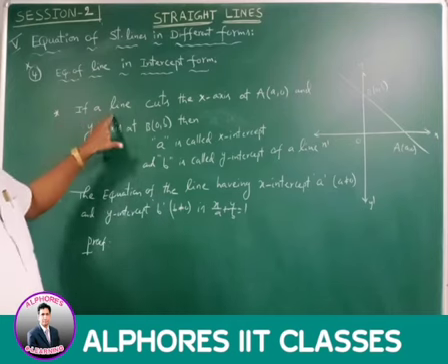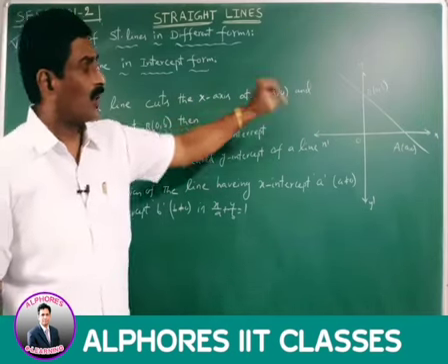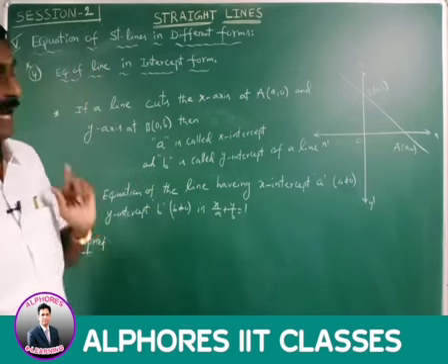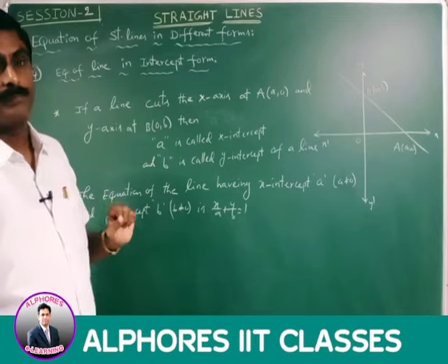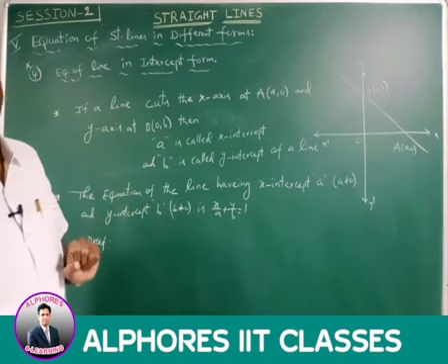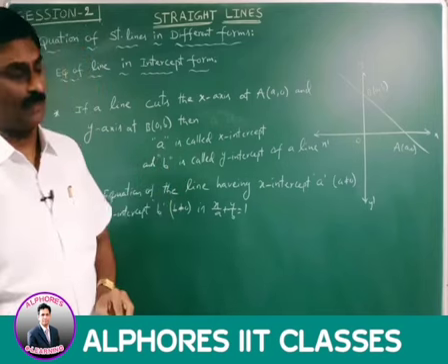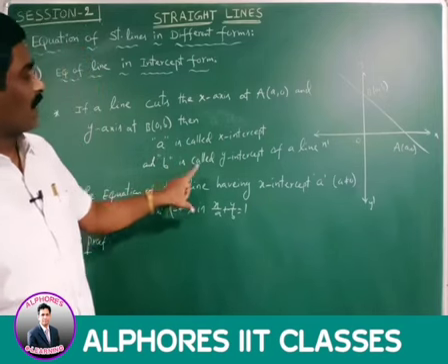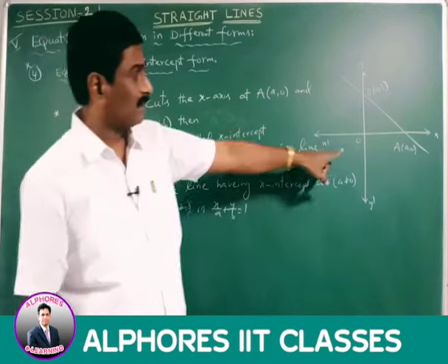If a line cuts the x-axis at capital A comma 0 and y-axis at capital B 0 comma B, then small a is called x-intercept, and small b is called y-intercept of a line. Please note this diagram.